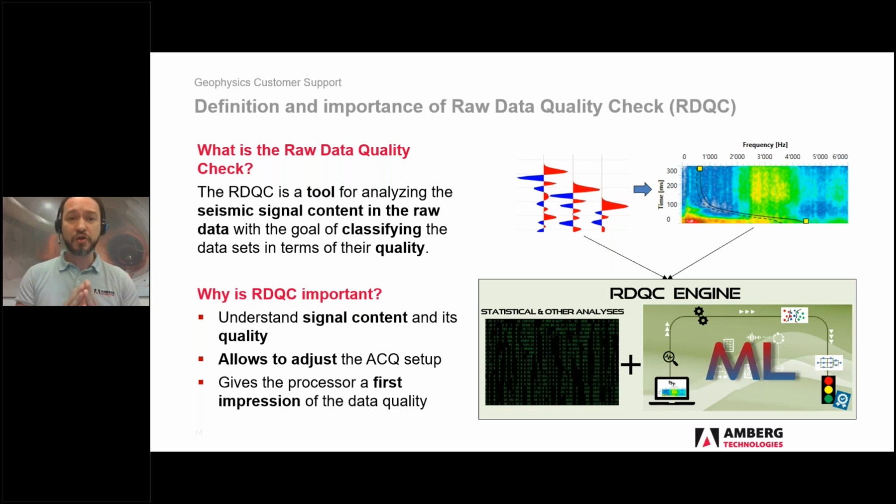It also gives the processor in the office a first impression of the data quality. This is quite important for the processor. He or she gets this data, looking only at this check, and will get a good feeling about the data, and can make some inference about how much time will be needed to process this data as well.